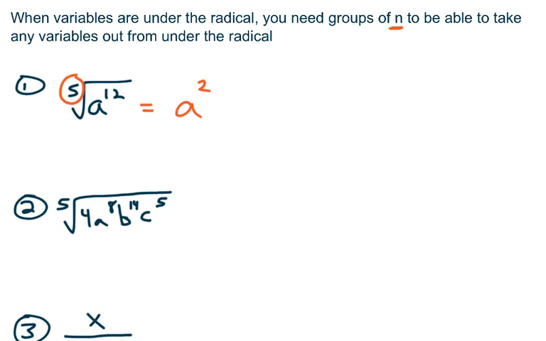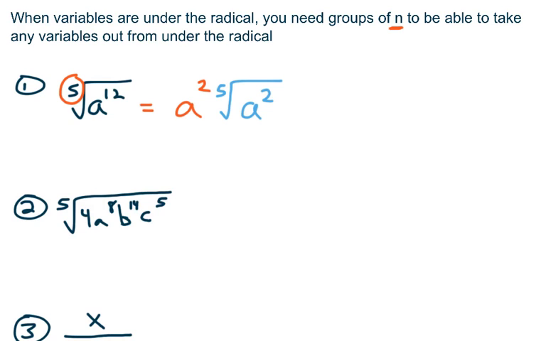And how many were left over? Well, if I take 2 groups of 5, that's 10. That leaves me with 2 remaining. So I'm going to have a to the 2nd, and I'm going to do this in a different color, times the 5th root, since it was the 5th root originally, of a to the 2nd power. Okay, so that's your answer there for number 1.